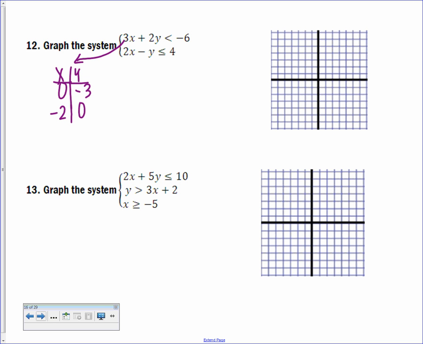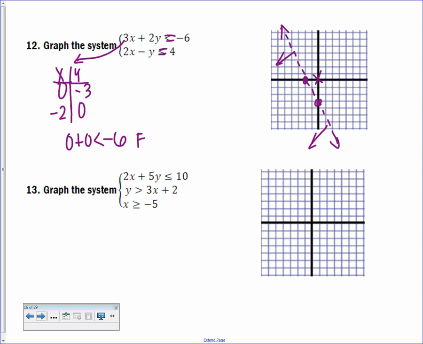When you are doing the XY chart, you pretend that these are equal signs, just for the time being. So I'll graph 0, -3, and -2, 0. It's just a less than, so that makes that a dotted line. Then I need to know which way to shade. Remember, we tested a point and we plugged in 0, 0. So I get 0 plus 0 less than -6. Well, is 0 less than -6? No. So 0, 0 is right here. That is a false statement, and I always shade true, which means I'm going to shade away from that.